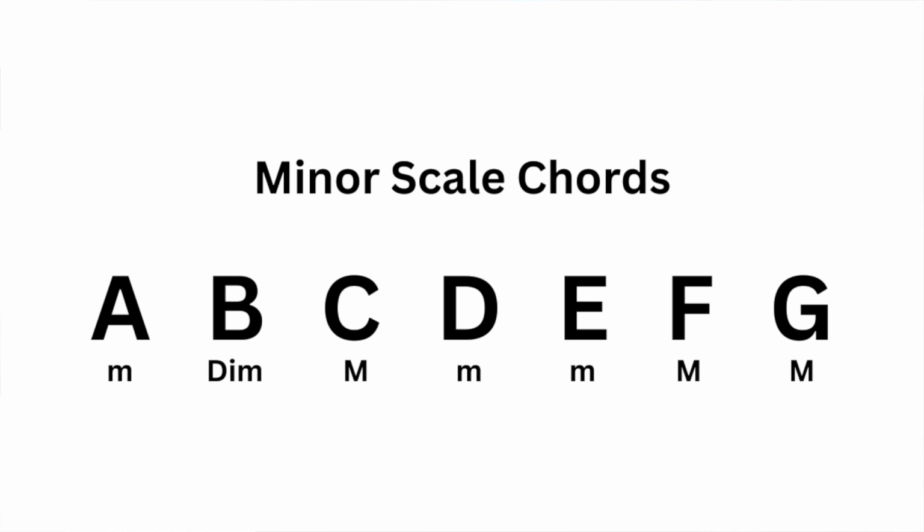So in A minor, we have an A minor chord, a B diminished chord, a C major chord, a D minor, E minor, F major, G major. It's like I always say, everything is based on the major scale. A minor, B diminished, and what do you know? We're back to C major, D minor, E minor, F major, G major, and we've made our way home to A minor.